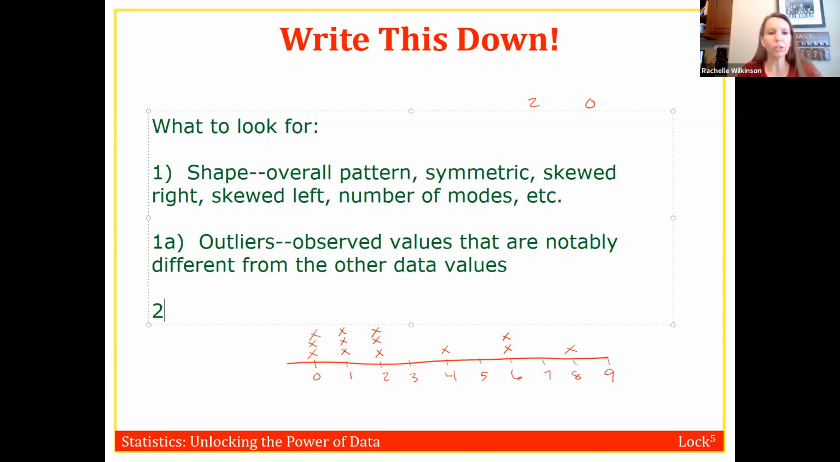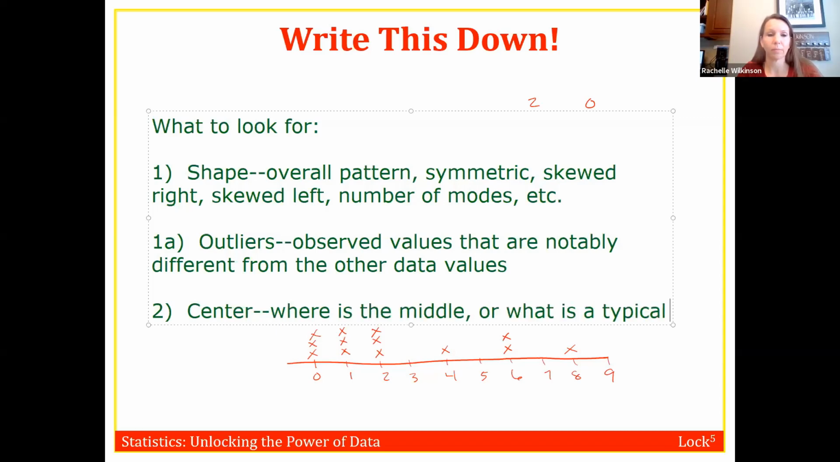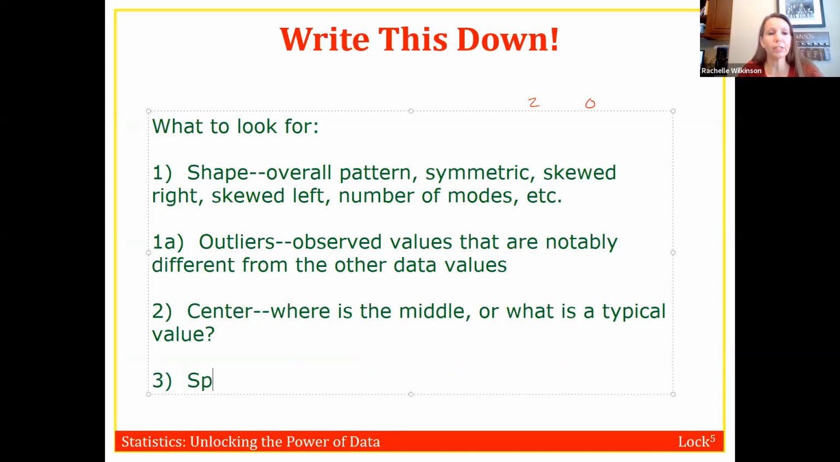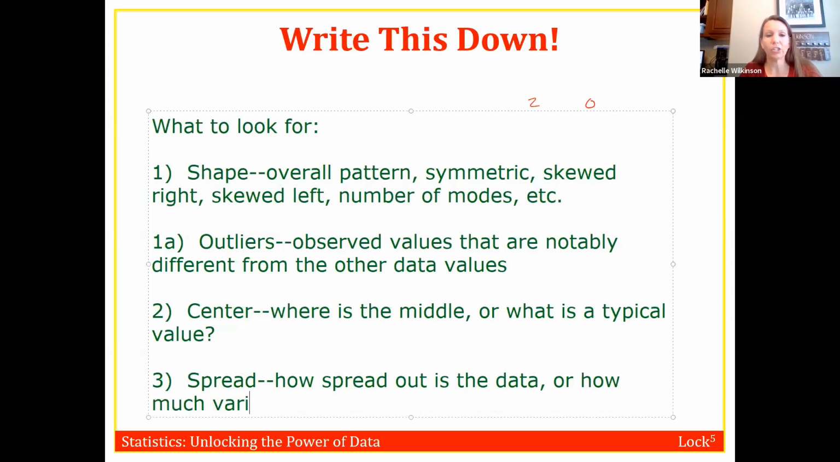The second thing we're looking for is the center. And by the center, we want to know where's the middle or what's a typical value for this distribution. And then the third thing we're looking for is spread. And for that, we want to know how spread out is the data, how much variation is there in the data set. So how spread out is the data, or how much variation is there?